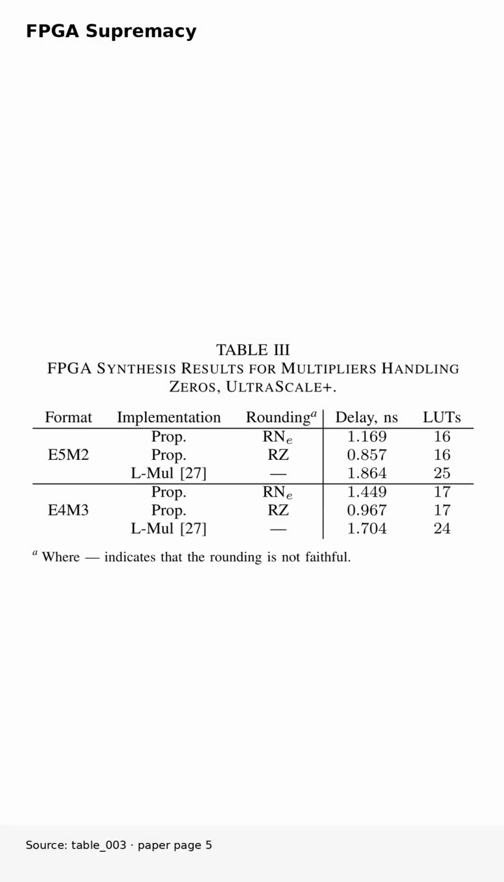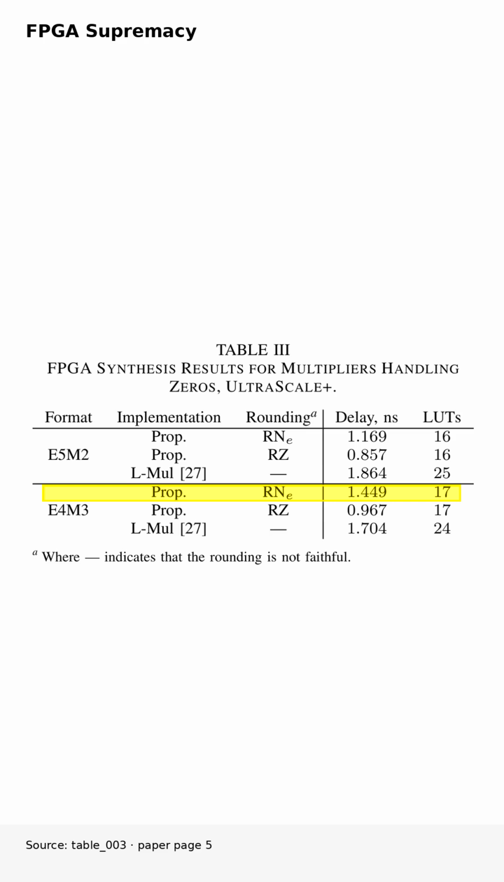ASIC results are promising, but modern AI hardware is frequently prototyped on FPGAs. Moving our integer equations over to lookup tables, this chart presents synthesis results on a high-end UltraScale Plus FPGA. Here, the exact designs are compared against a leading approximate multiplier known as LMUL. Crucially, these benchmarks incorporate the extra hardware logic required to safely handle zero-edge cases.